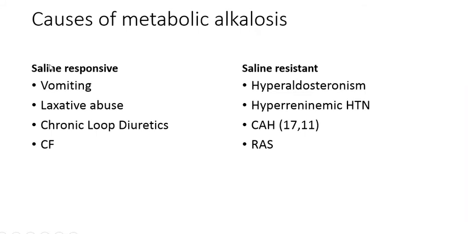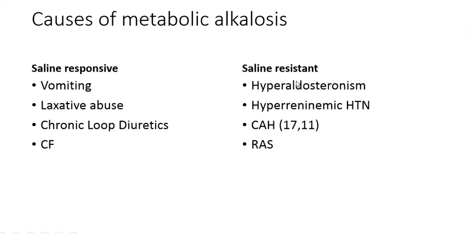Check urinary chloride level. If urinary chloride level is less than 10 milliequivalents per liter, then it is a saline responsive cause of metabolic alkalosis. The major causes are vomiting and loop diuretics. Vomiting and loop diuretics are the major causes of the saline responsive type of metabolic alkalosis.